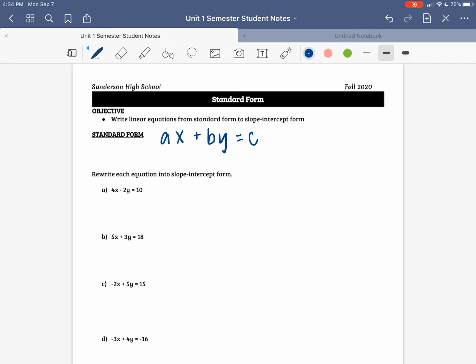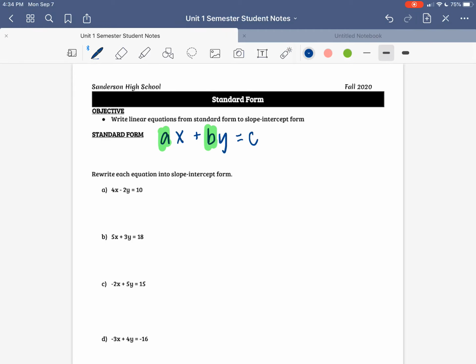We have a, b, and c here, and those are just numbers is all they represent. So the a and the b are coefficients to the x and the y. So for example, down here in example A, we've got 4x and minus 2y. So those are just representatives of the coefficients of your x variable and your y variable.